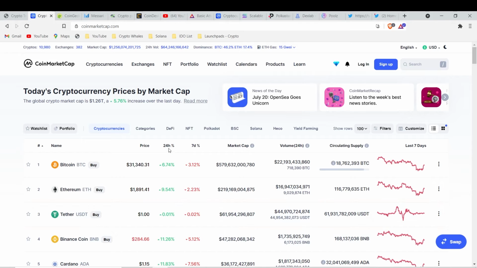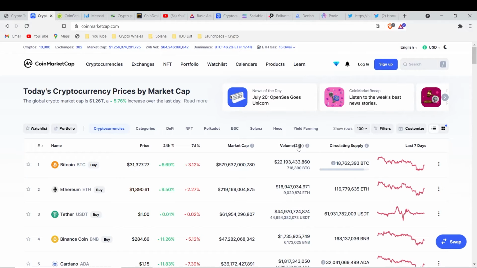You can also see the changes in the last 24 hours. In this case, we can see Bitcoin has gone up about 6%, Ethereum about 10%, Binance Coin about 11%, and in the last 7 days as well. And you can arrange them by market cap. Most of the time, the default page is the one with the highest market cap, which you already know would be Bitcoin.